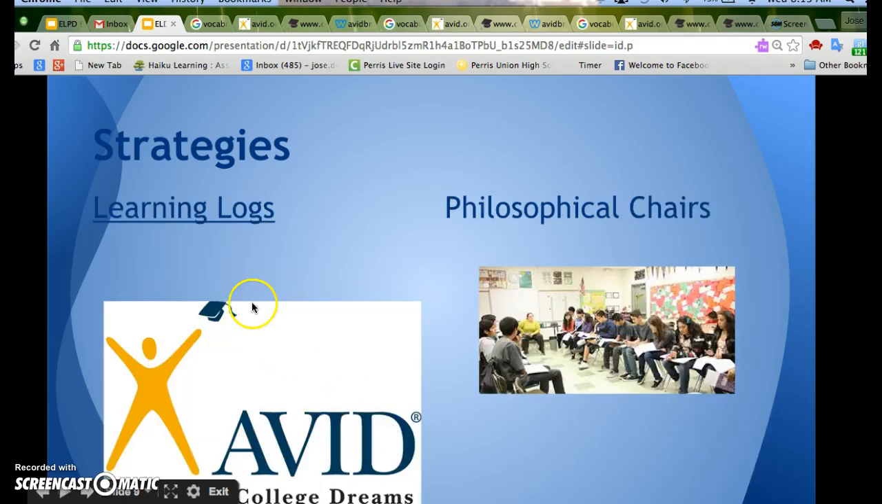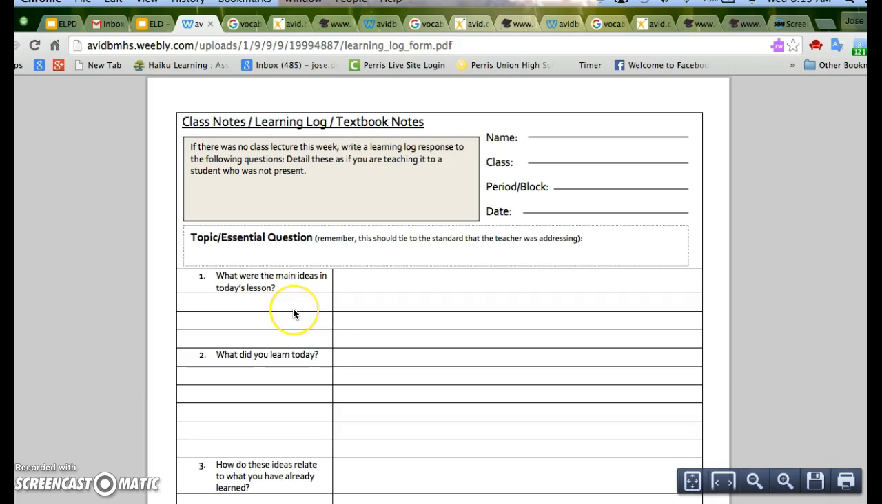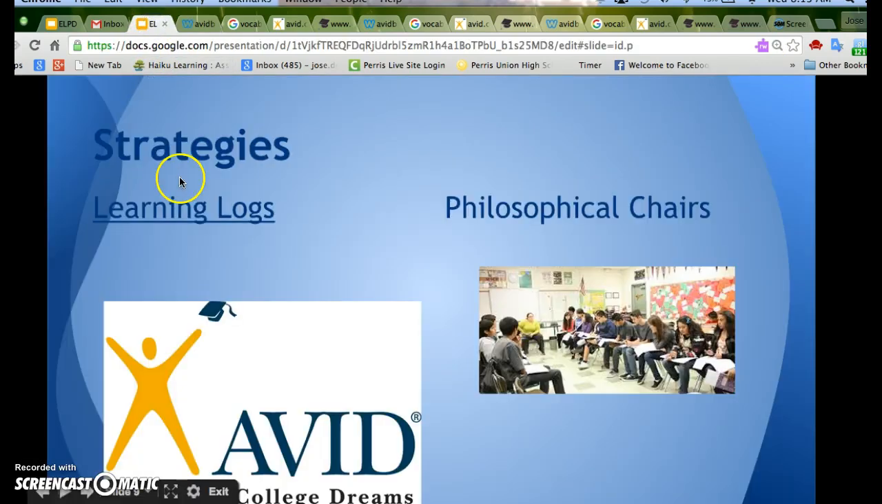Another EL strategy is learning logs. We use these in AVID as well. And learning logs basically looks something like this. There's many different types of learning logs out there. You can email me and I'll send you over many different ones that you can use. This is one that looks like Cornell Note System and basically asks questions about what the students learned today. So this is one way to have ELs go back and revisit what was learned during that class period. You can also have them go back to their learning logs and review and adjust their notes.